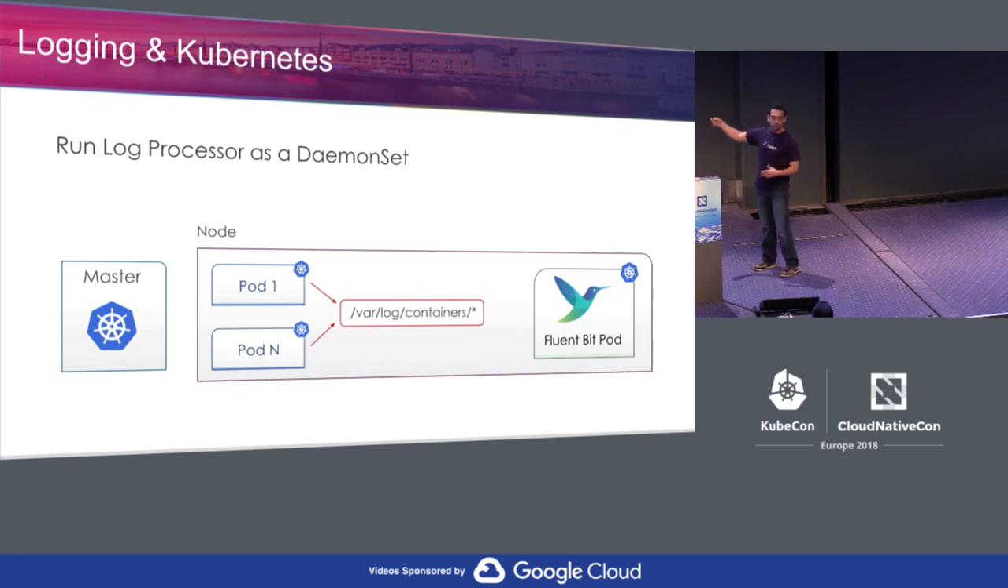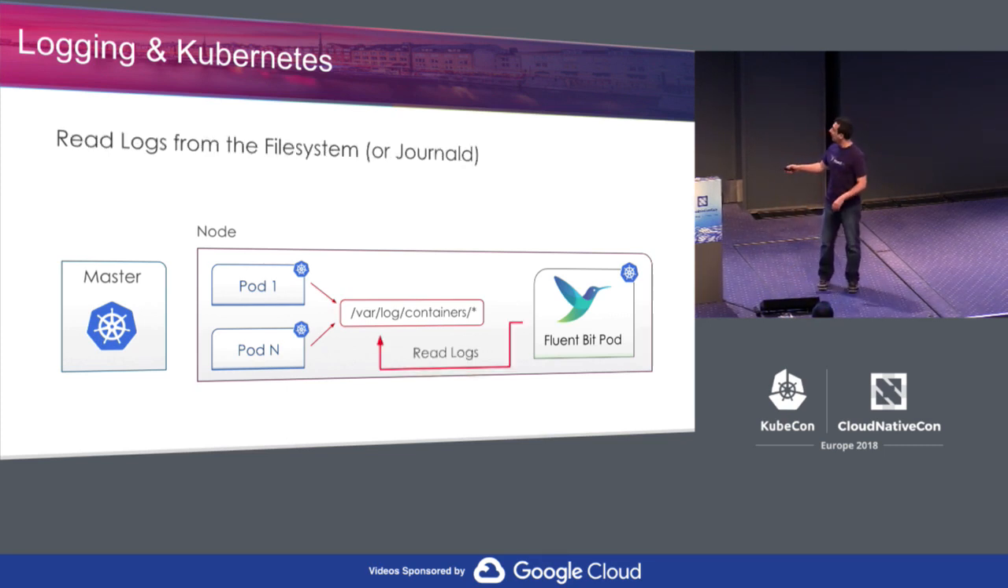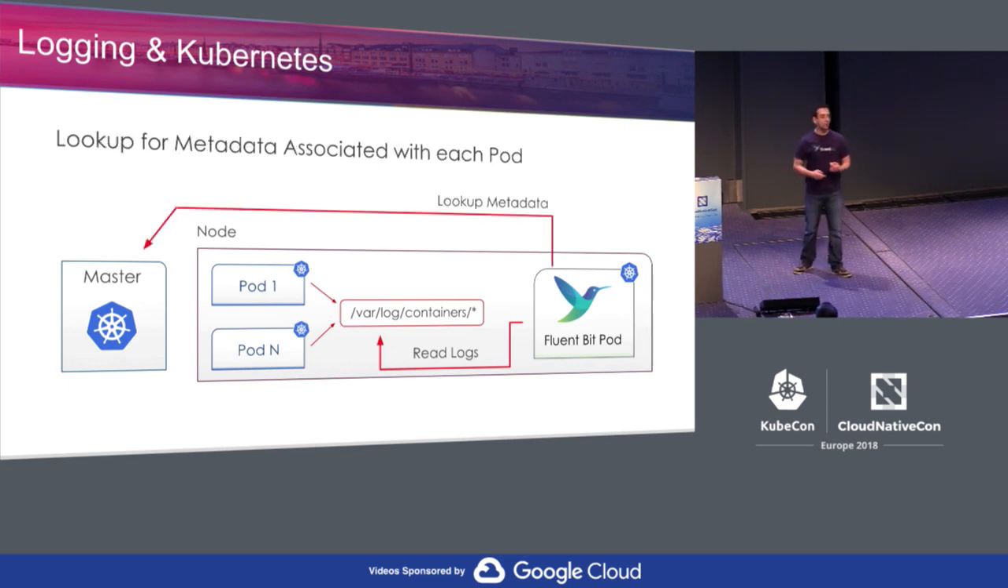Read this. It said var log containers. But that is only symbolic links to the Docker engine that I just showed you before. So what we do is basically deploy the log processor as a daemon set, and then we start reading the logs, because we're going to read each container log file. And that is expensive by nature. It doesn't matter if it is file system or Journal D, it will be expensive anyways, expensive in terms of computing. And then we need to go with the second step, which is gather the metadata, labels, annotations from the API server because we want to merge this information.